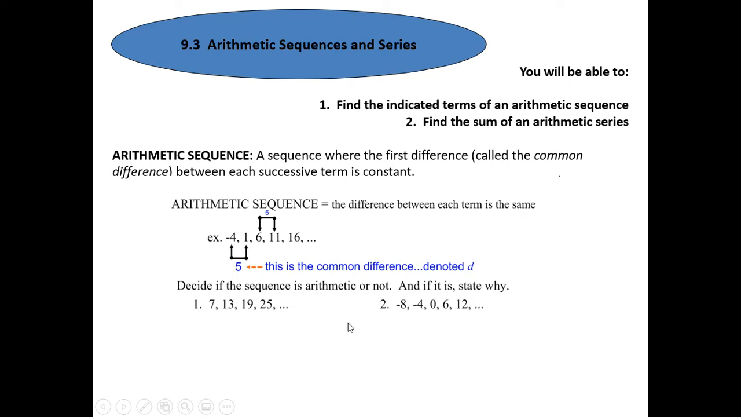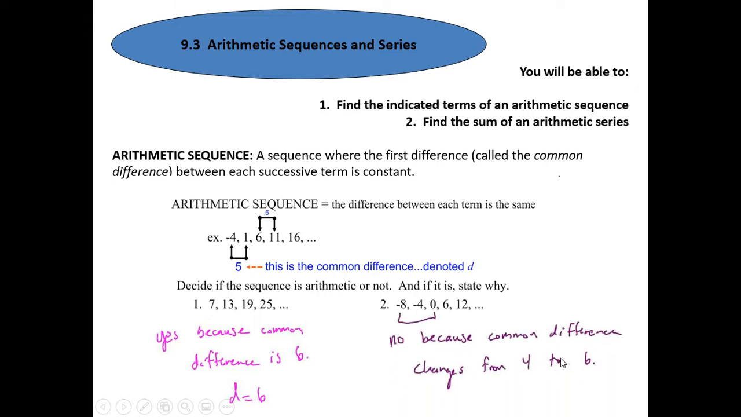Let's take a look at this one here. 7, 13, 19, 25. 7 to 13 is 6, 13 to 19 is 6, 19 to 25 is 6. So yes, there is a common difference of 6, and we'll mark that with a D. D is equal to 6. Here I've got -8 to -4 is 4, but from -4 to 0 is 6, and then 0 to 6 is 6. So even though these are all 6, the first one is 4. So no, that is not a common difference. It cannot change.